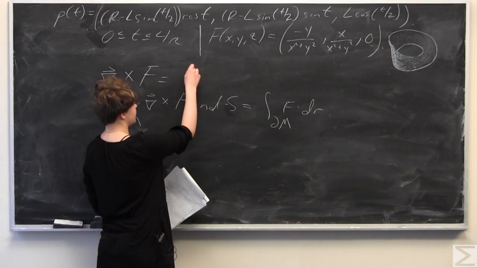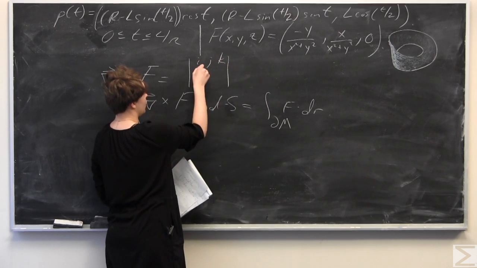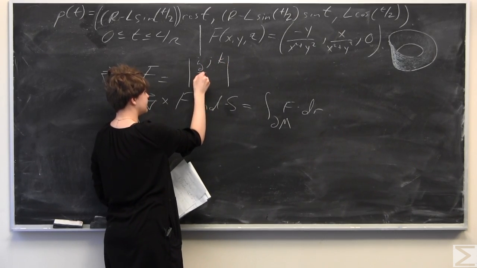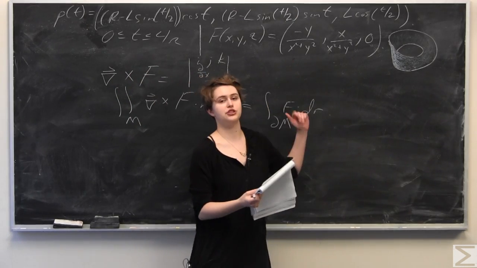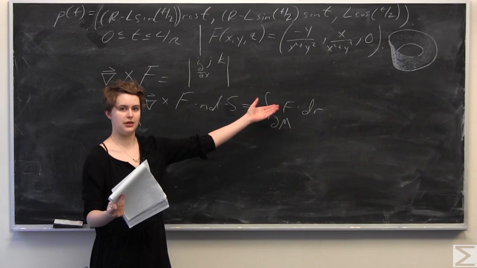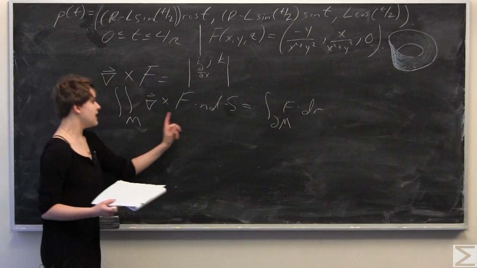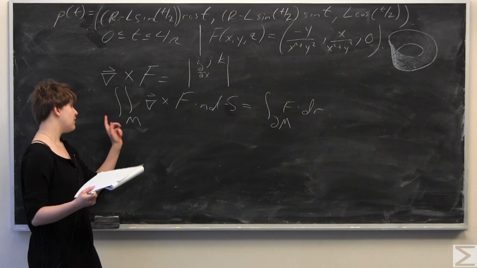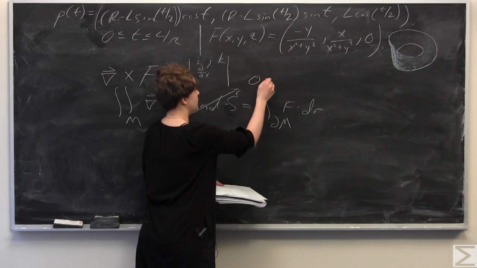We'd set up the matrix with i, j, k, partial x, partial y, partial z, and then we set the component functions in the bottom row, and then we take the determinant of that matrix, and we find that everything ends up equaling 0. So anything we dot that with will also get us 0, and that integral is going to end up being 0. So we know that this is going to equal 0.